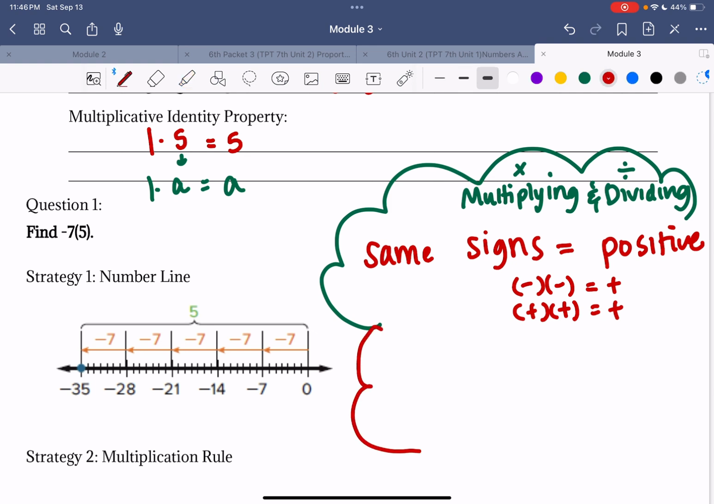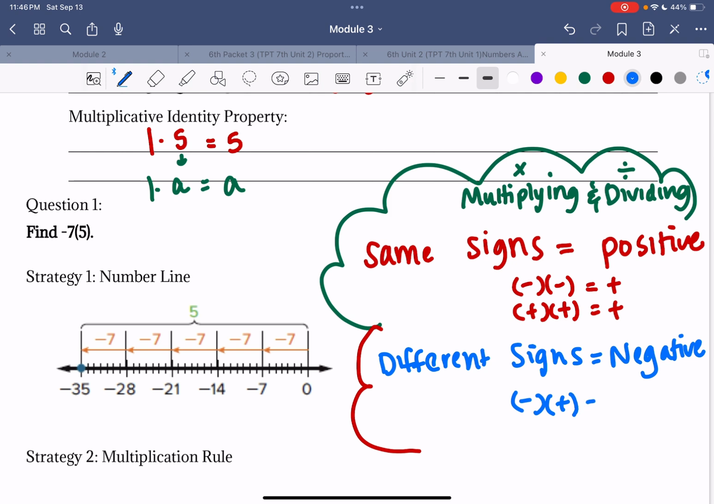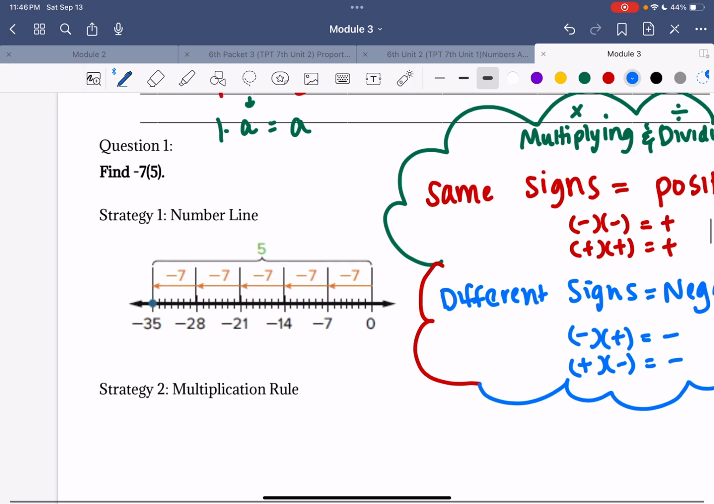And then if you have different signs, then you guessed it, you're going to have negative as your answer. So if you have a negative times a positive, you don't have to write these if you understand the big picture rule. You'll have a negative. If you have a positive times a negative, you're going to have a negative. Anytime that these two are different, you're going to get a negative answer. Okay? All right, now we come back to our problem.